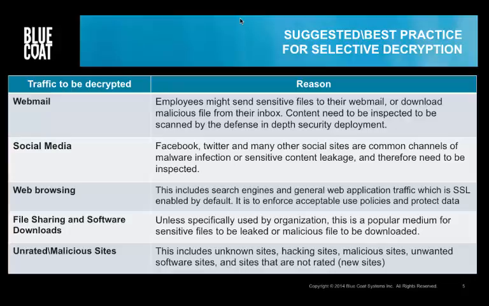Here's an example of a best practice on using host categorization service on SSL Visibility Appliance for creating rules and policies for decrypting traffic selectively. In this example, our customer wants all traffic to and from the services and sites in the categories webmail, social media, web browsing, file sharing and software downloads, and of course, unrated and malicious sites to be decrypted and scanned using existing and planned security devices such as malware detection, IPS, IDS, DLP, etc.